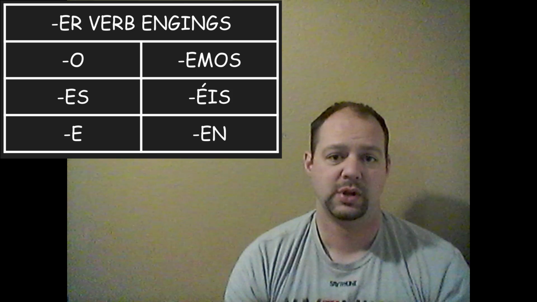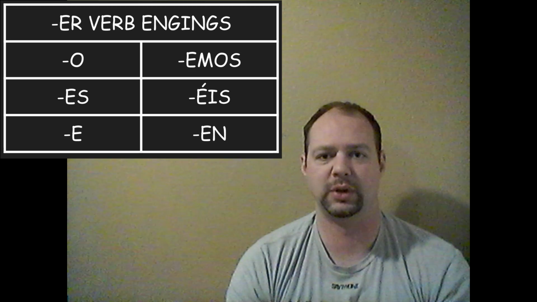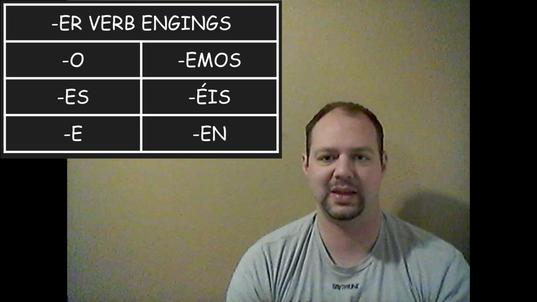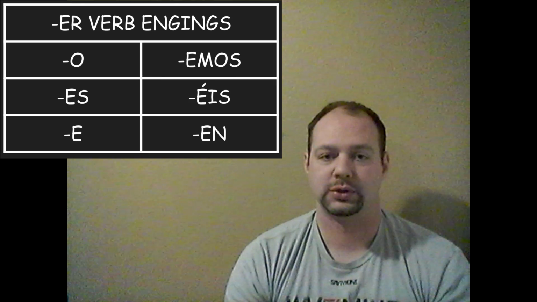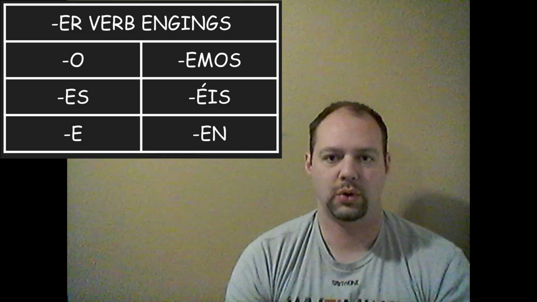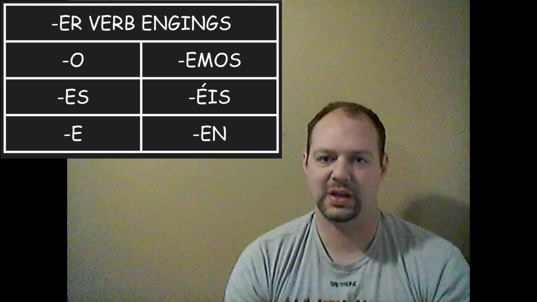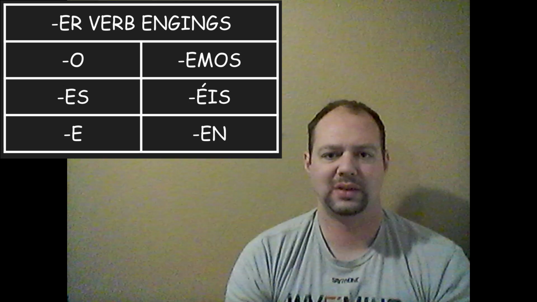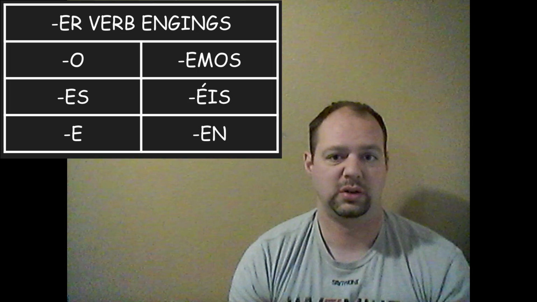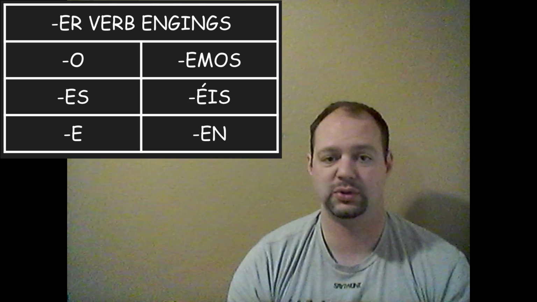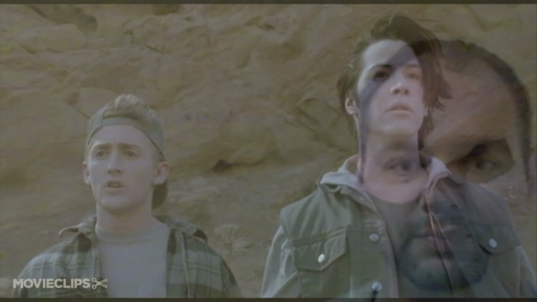Alright, so for ER verbs, you're going to take off the ER. You're going to add in the yo form an O. For tú, you're going to add an ES. For él, ella, usted, you're going to add an E. For nosotros, EMOS, so E-M-O-S. Vosotros, ÉIS, E-I-S, with the accent over the E. And then for ustedes, ellos, and ellas, you're going to add an E-N. And that's it. All you got to do is add those endings whenever you have those subject pronouns doing the action on the verb. Alright, that's it.